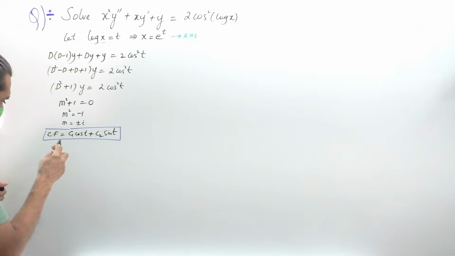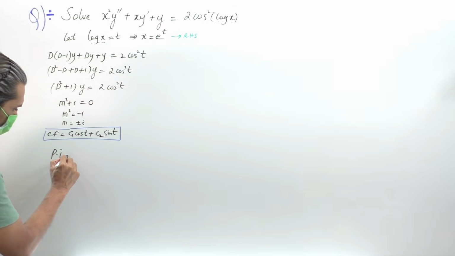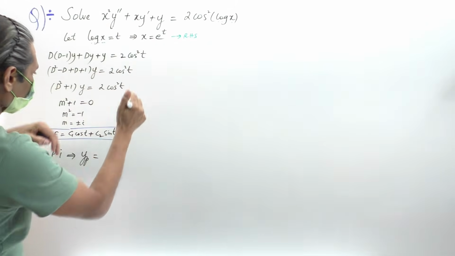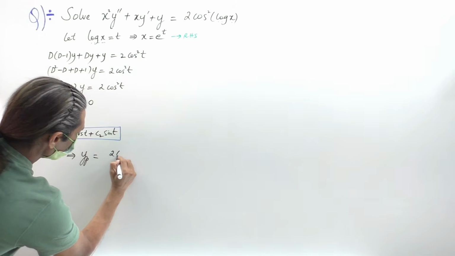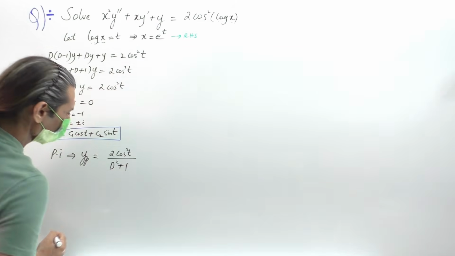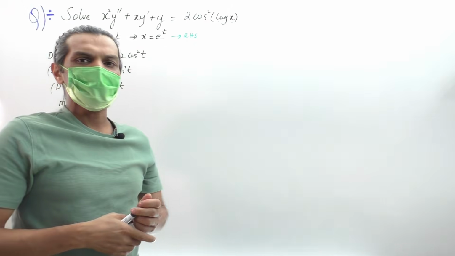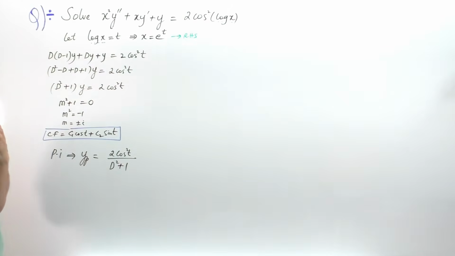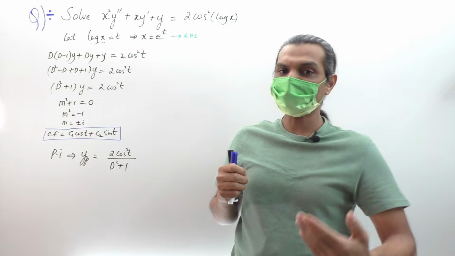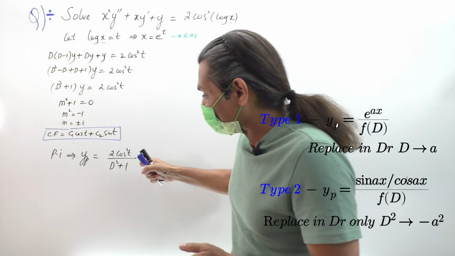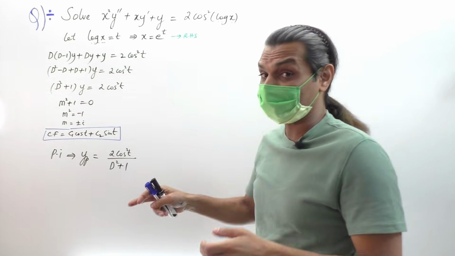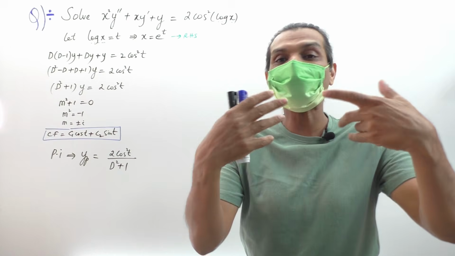Now, the particular integral, yp, is 2 cos² t whole divided by D² + 1. We have studied three types in higher order differential equations for VTU. Type 1 is e^x upon f(D), type 2 is cos and sine, and type 3 is polynomial. Now, which type is this? It's not type 2. You may wonder if type 2 because cos is there. It's not cos, it's cos².